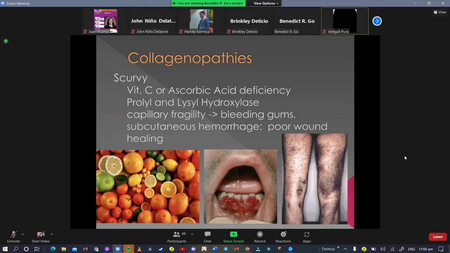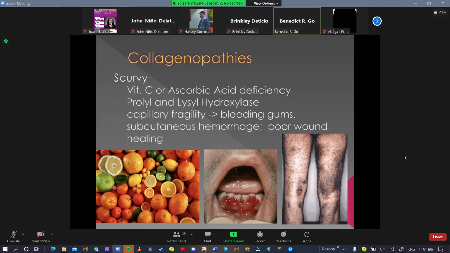So in scurvy, vitamin C or ascorbic acid deficiency is the main cause. So you'll have impaired proline and lysyl hydroxylase. Symptom-wise, don't forget those biochemical stuff we mentioned. You'll have capillary fragility, bleeding gums, subcutaneous hemorrhage, and poor wound healing.